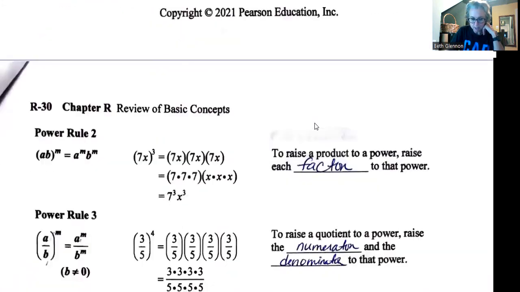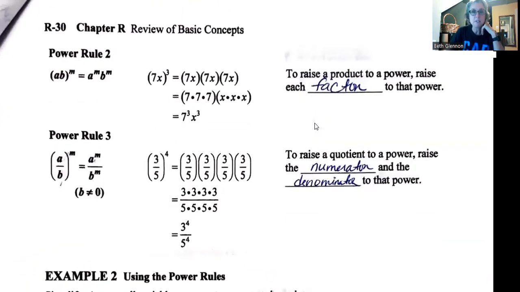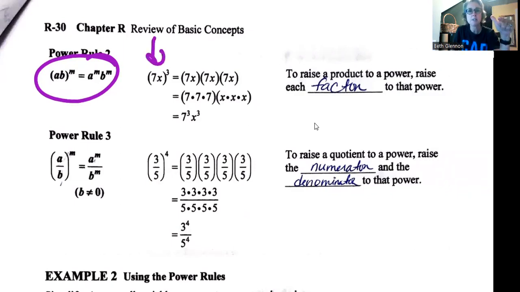Moving on a little bit, the second power rule is if I have more than one thing in my parentheses, everything gets raised to that power. Do you notice here? Everything gets raised to the mth power. In my example, I have 7x to the 3rd. That means it's 7x times 7x times 7x. I have 3 7s and I have 3 x's. So everything gets raised to the 3rd power.